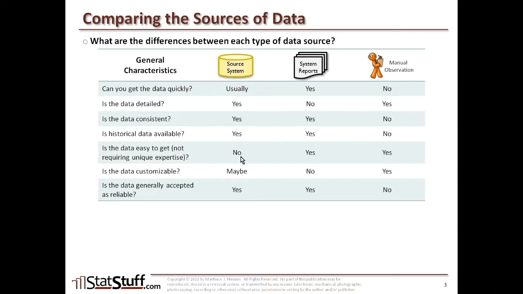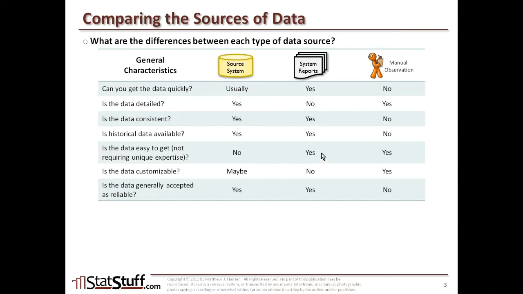Now, is the data easy to get? That is, does it require any unique expertise? It's not necessarily going to be that easy from a source system. As I mentioned before, you might require some specific expertise or access to get to the system in order to be able to query the data that you need. So in some ways, it may not be so easy. But if you're in the position where you already have access to that source data and you're already familiar with maybe some coding like SQL in order to pull it, then that might be really easy for you. But for most people, that may not always be available, so it may not be the easiest resource to get information.